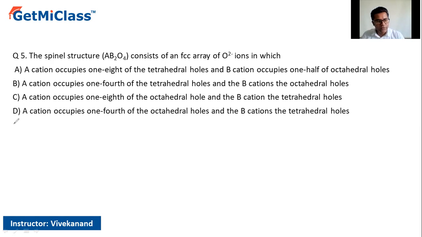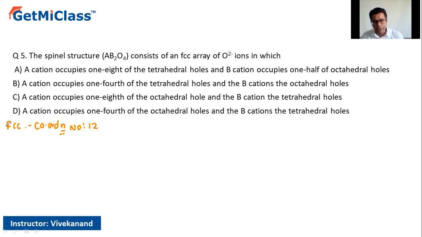All right. So now let's take into consideration option A. Before directly entering into option A, first we need to understand that it is an FCC array. So in an FCC array, the coordination number is going to be 12. This is our first point of understanding, right?